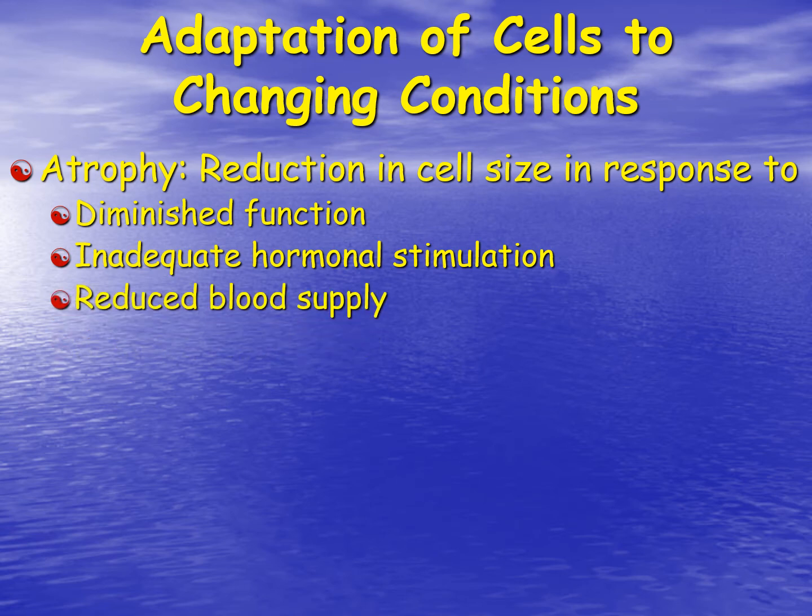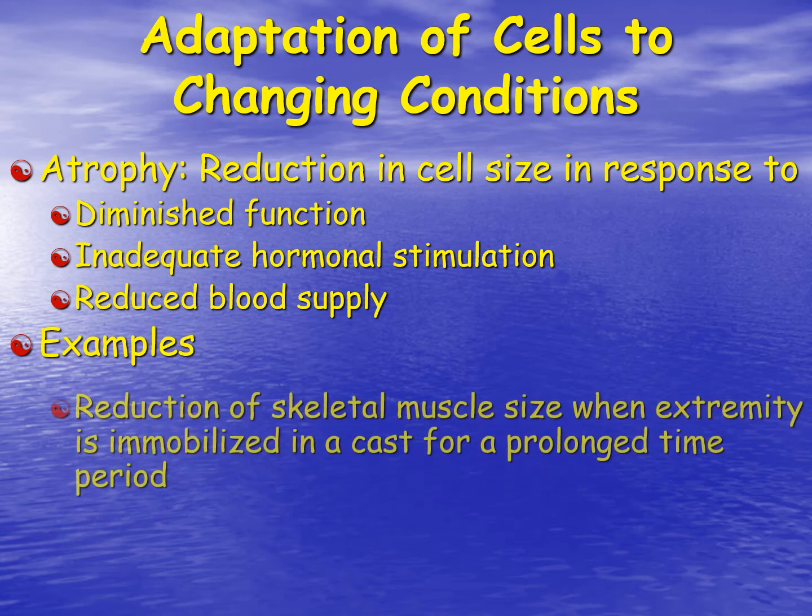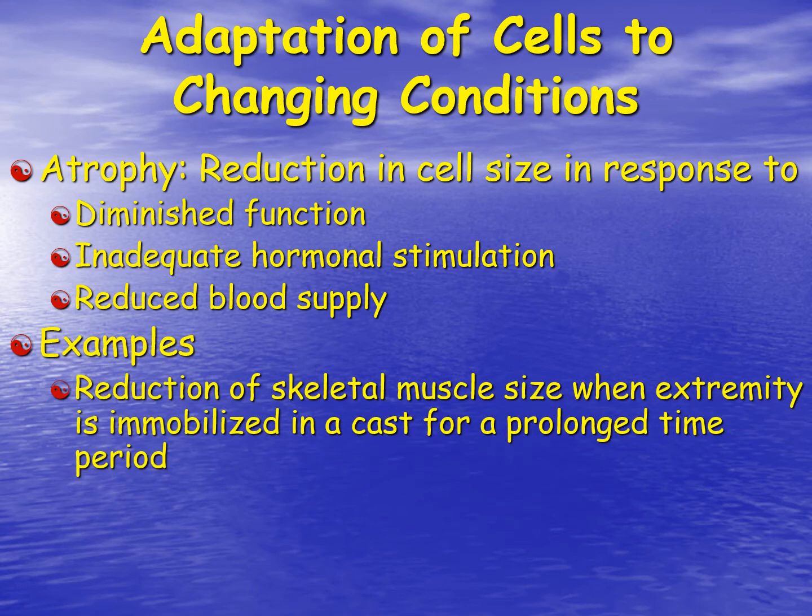Or we could actually see atrophy occurring because of reduced blood supply. Simply not getting enough nutrients, we're not going to work as well, we're not going to make proteins, and we're going to shrink in size. Some examples: reduction of the skeletal muscle size when the extremity is immobilized in a cast for a prolonged period of time. Any of you that have had a broken bone that might have been casted, you take the cast off and it looks like your muscles have just shrunken, and that's exactly what they've done.